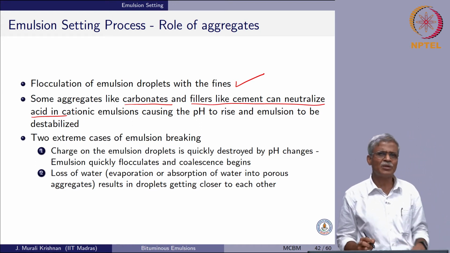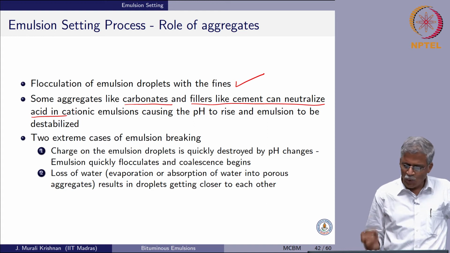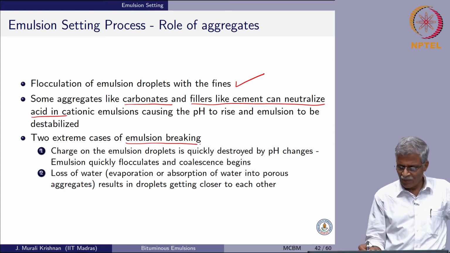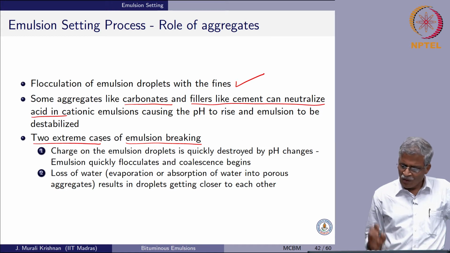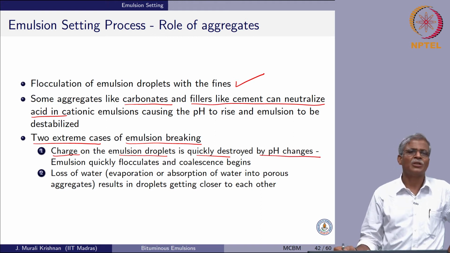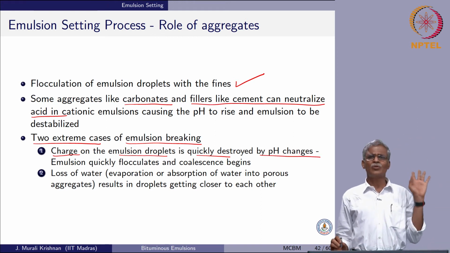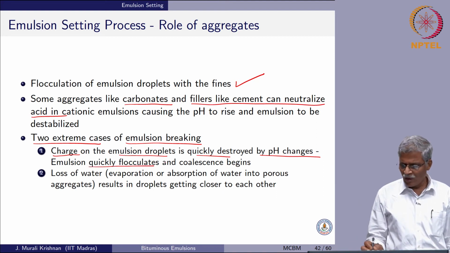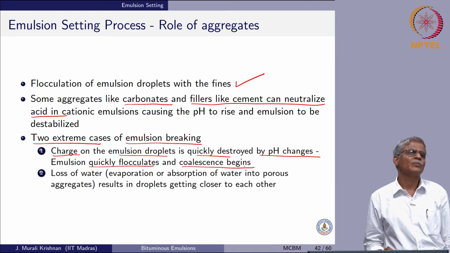I will show you some interesting pictures as we go along. Two extreme cases happen as far as the emulsion breaking is concerned. What are those extreme cases? First, the charge on the emulsion droplets is quickly destroyed by the pH changes. The moment the pH goes from 2 to 4 or 5, the emulsion quickly will flocculate and coalescence begins.